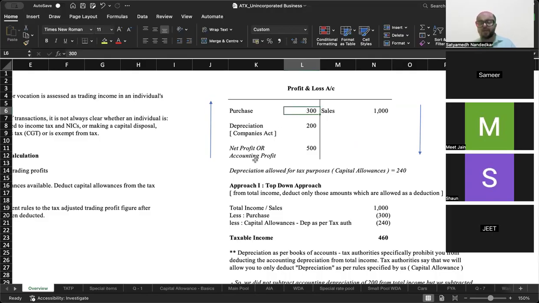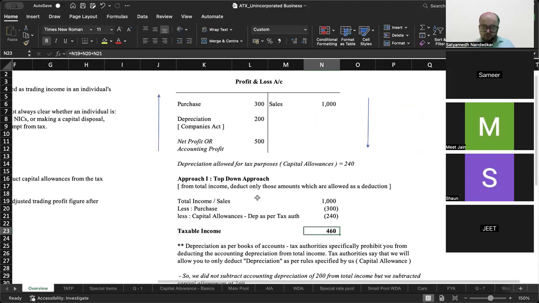Depreciation as per Companies Act is not allowed to be deducted. So what you will subtract is capital allowances, which is the depreciation as allowed by the tax authorities. वो subtract करो and then you arrive at the figure of taxable income. This is the top down approach, in which from total income deduct only those amounts which are allowed as a deduction. The bottom up approach is थोड़ा सा different.